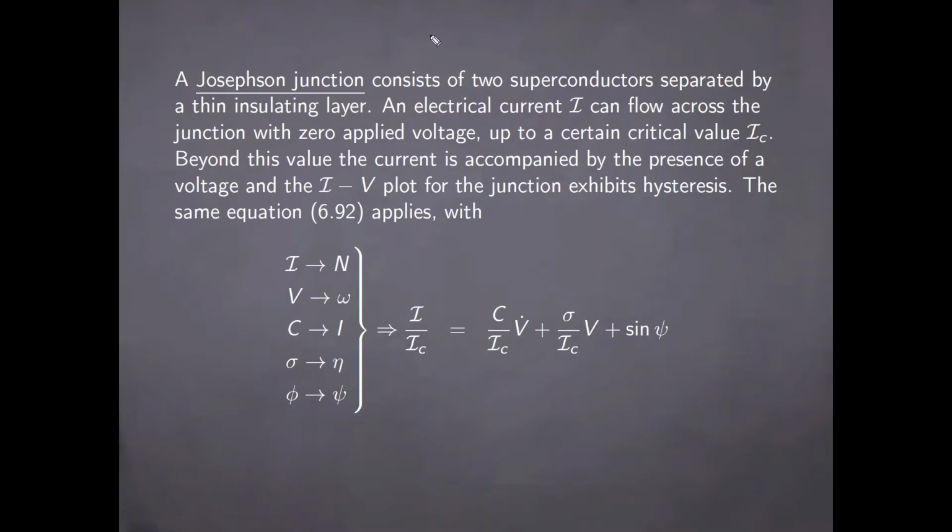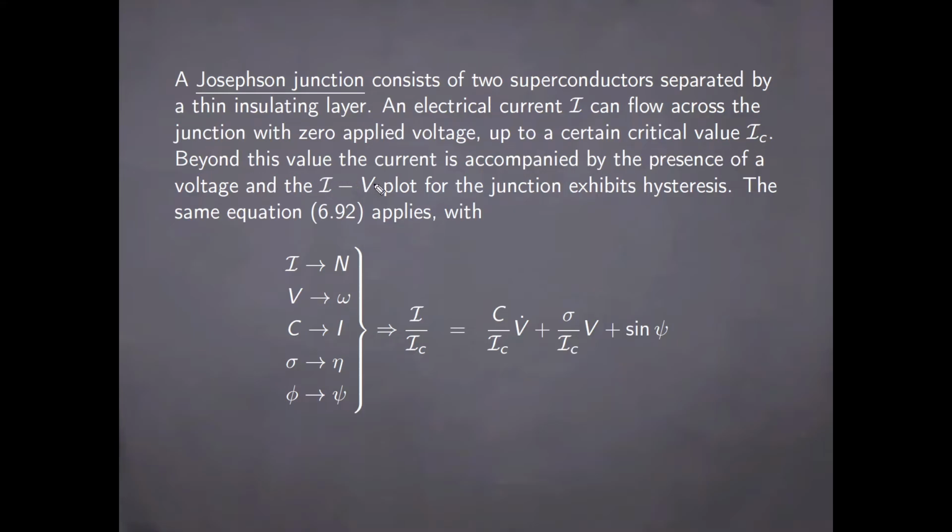The reason why the damped-driven pendulum is interesting is because it finds applications in a domain that is quite far away from classical mechanics, namely in condensed matter physics, in the particular problem of the Josephson junctions. A Josephson junction consists of two superconductors that are separated by a thin insulating layer. Its most interesting property is that an electrical current I can flow across the junction with zero applied voltage up to a certain critical value.